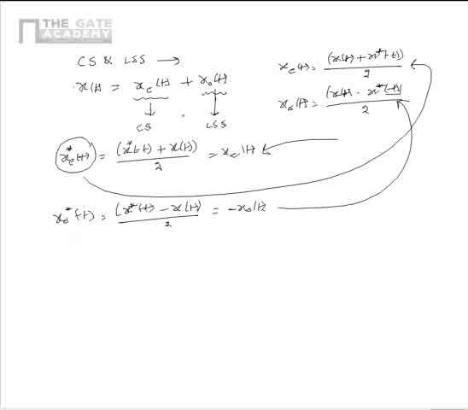From this we see that any signal x of t can be written as the sum of two signals, of which signal 1 is conjugate symmetric and signal 2 is conjugate skew symmetric.